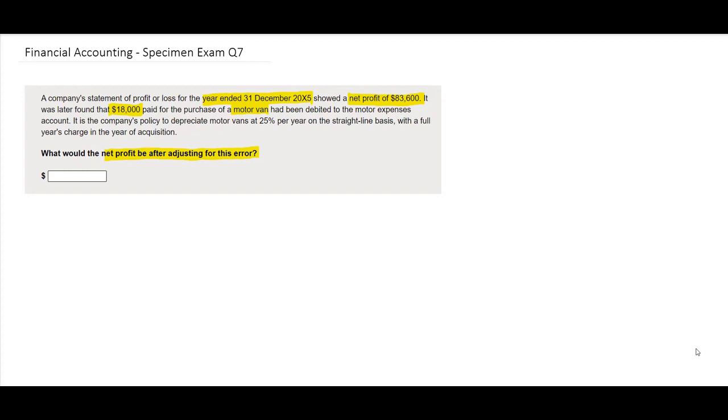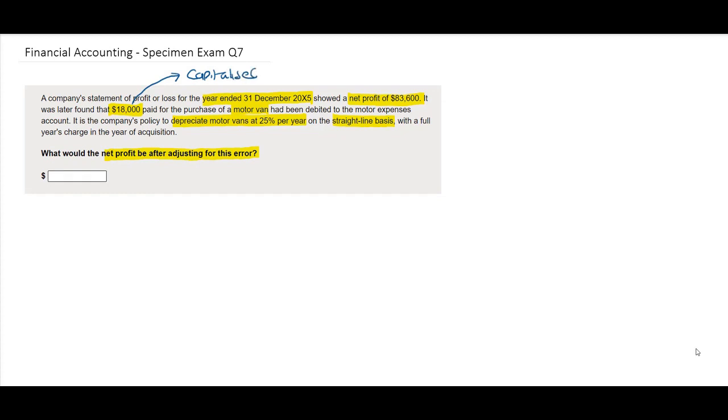It also tells us about the depreciation rate, and so its policy is to depreciate motor vans at 25% per year using the straight line basis. It also tells us that there's a full year's charge in the year of acquisition. So the error we have is the $18,000 that was treated as a motor expense but should be capitalized.